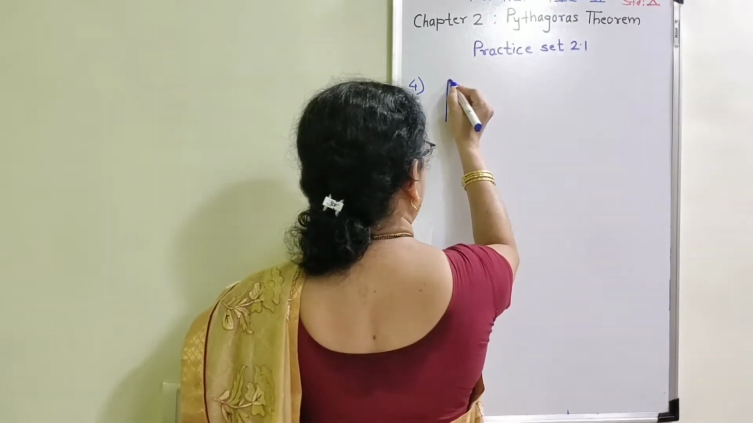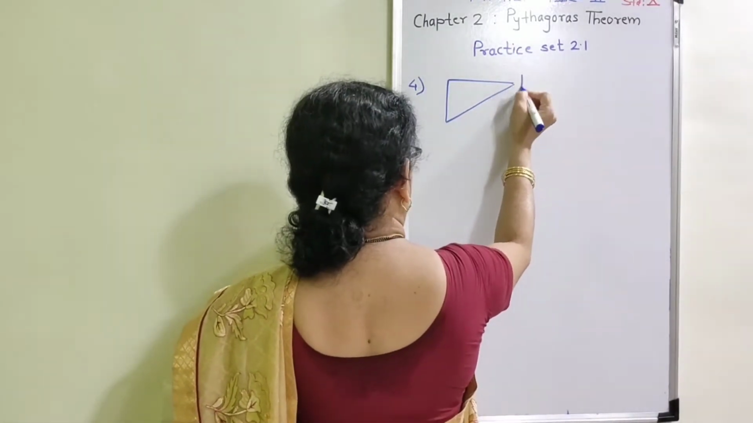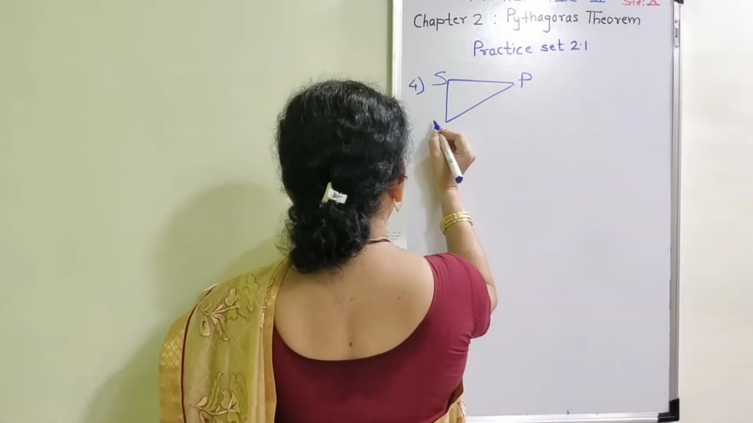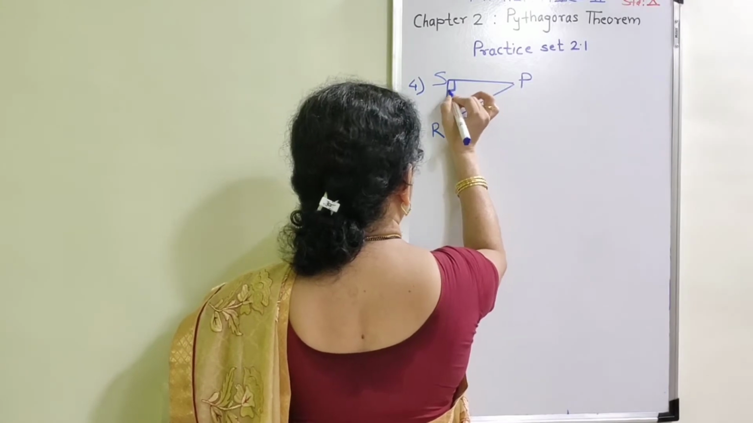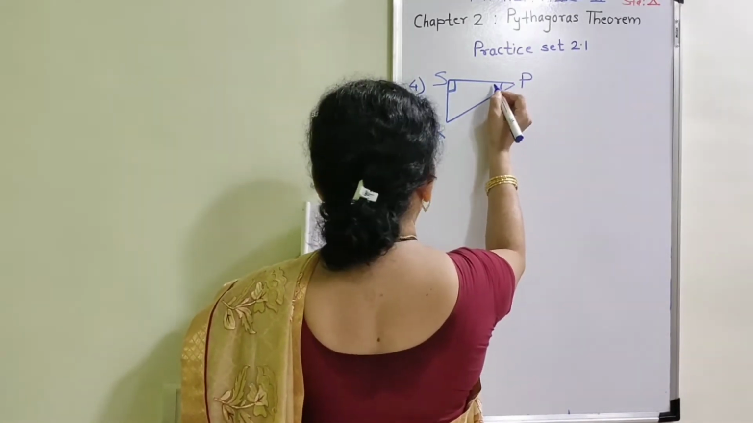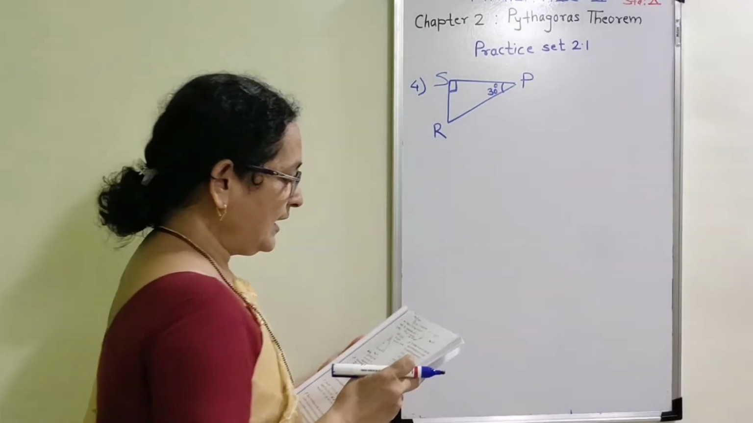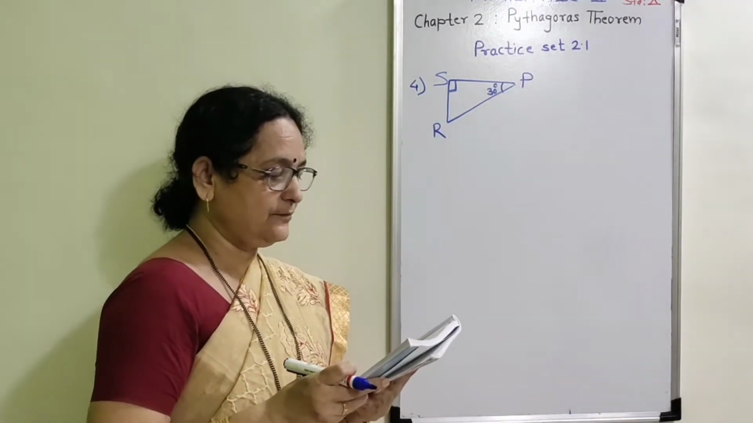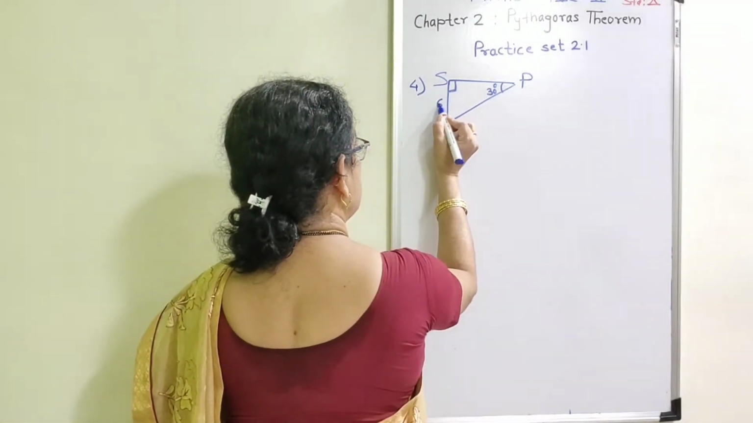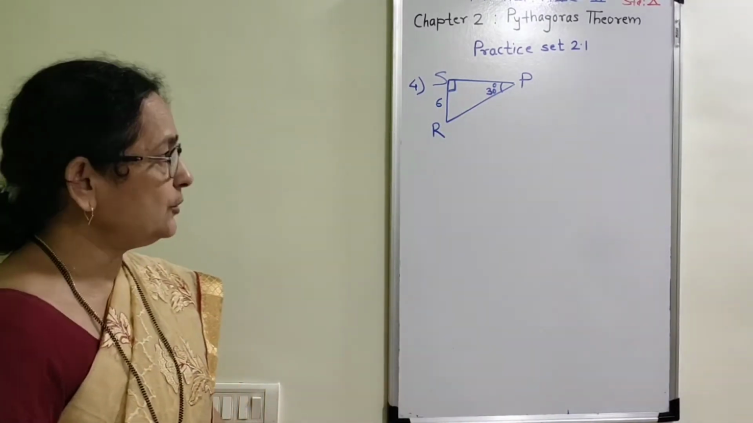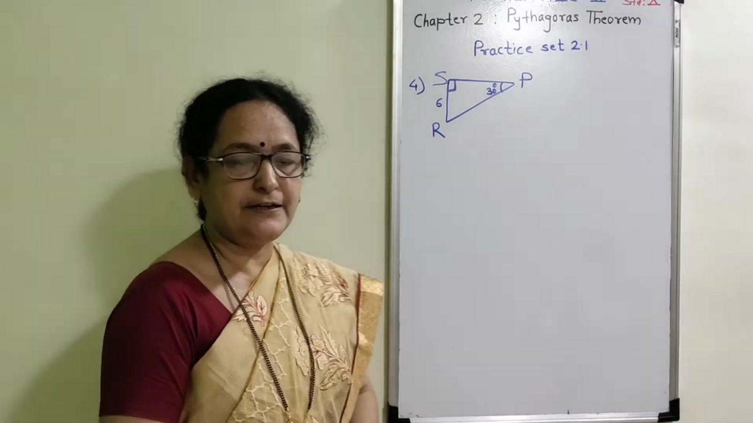Again one right angle triangle is given. Triangle PSR. Here they have given angle S as 90 degree and measure of angle P is equal to 30 degree. Now find RP and PS using the information given in the figure. They have given length of SR is equal to 6.